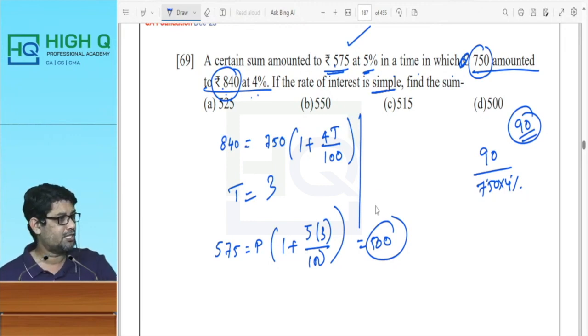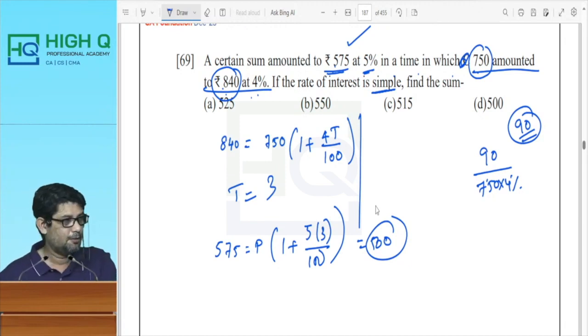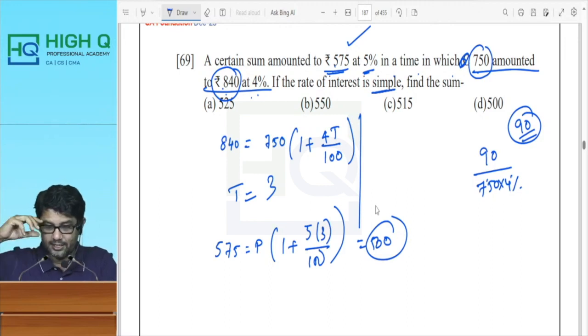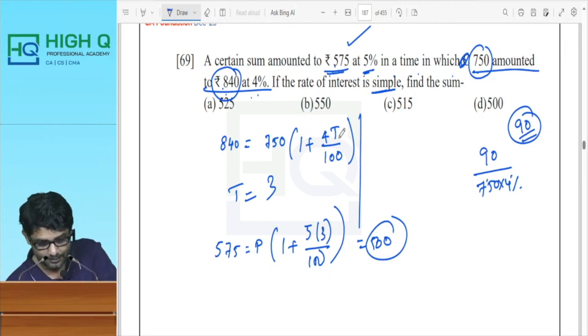Or you can use the trial and error method also after this. Sir, I'll take the option, sir. But here the option is in D. Okay, 500. So that is the reason we'll go with the actual method only.